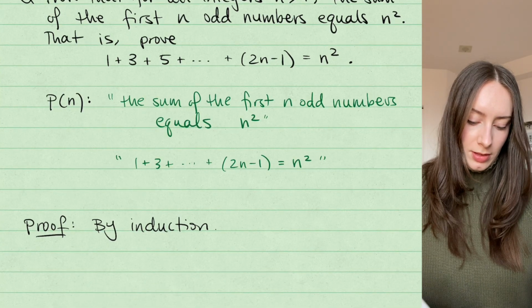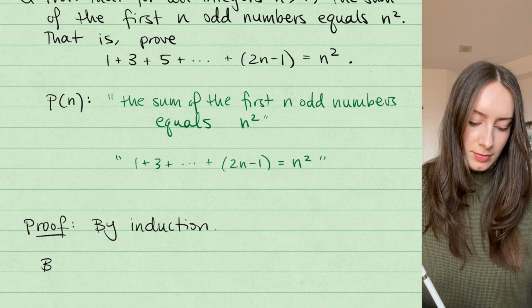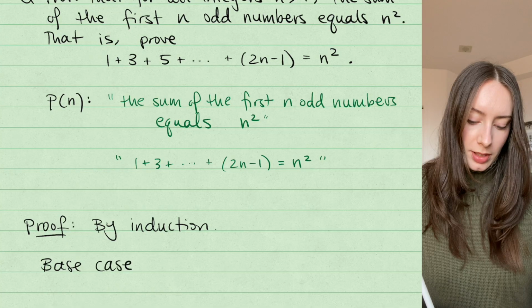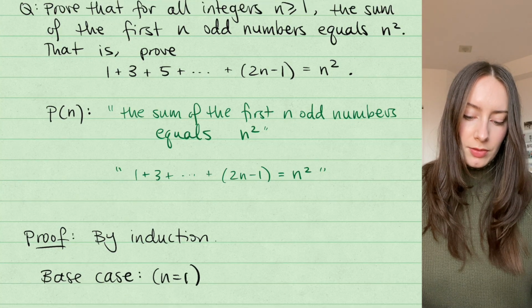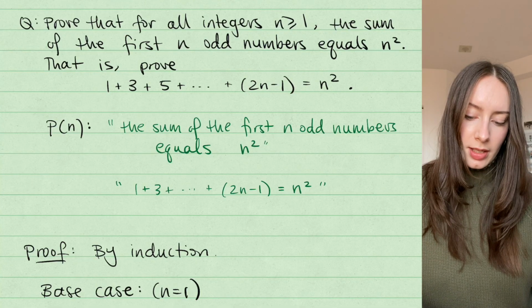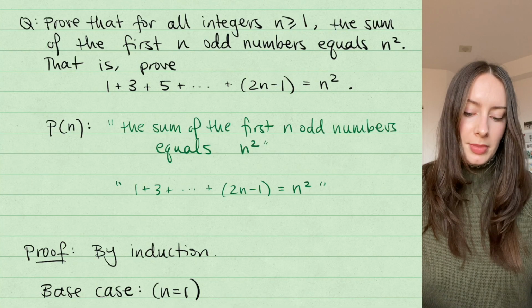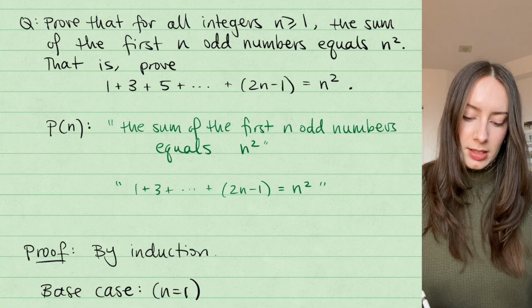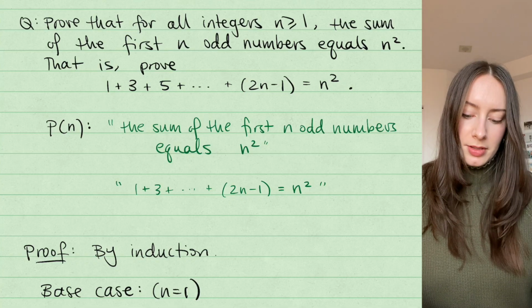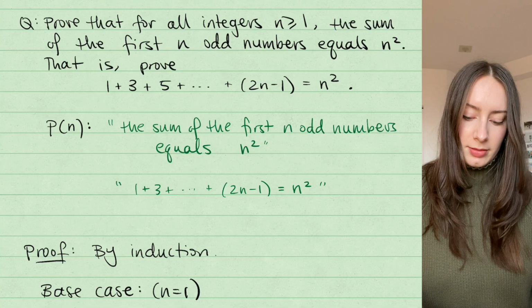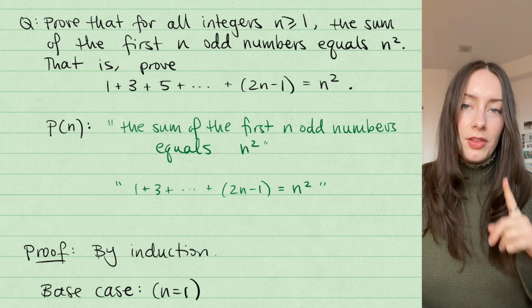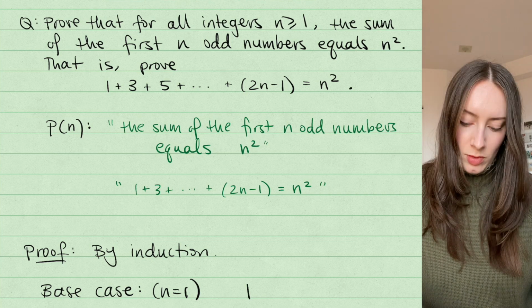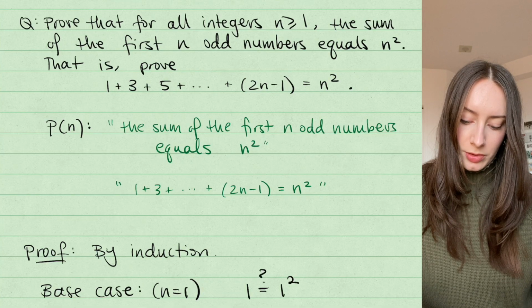So the base case is that we check that p of 1 holds. So what would p of 1 be? Since we're starting at n equals 1, p of 1 is the statement: the sum of the first 1 odd numbers equals 1 squared, right? If I'm doing the sum of the first 1 odd numbers, that's just the first odd number, 1, is equal to 1 squared. This is the thing that we're trying to check.